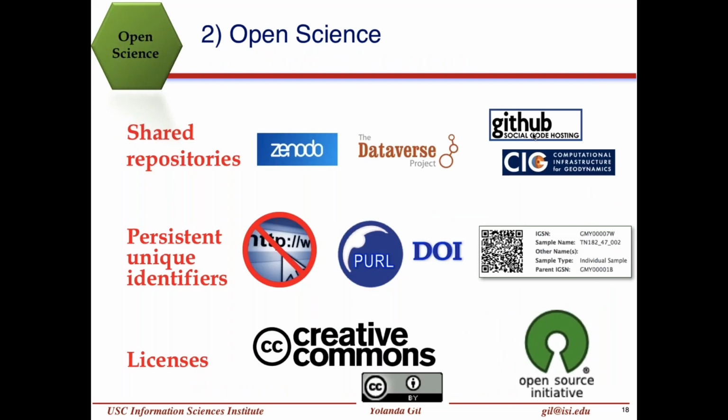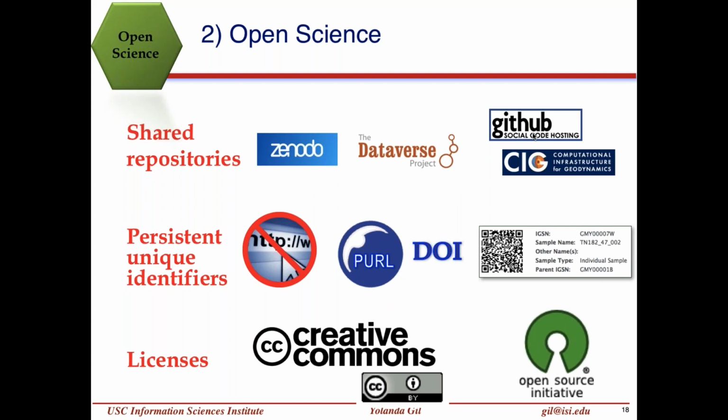The second aspect is open science. So we want the software to be not just published, but published in a shared repository. A lot of geoscientists publish software in their own websites or in their project sites, and that's not a shared repository that is archival and remains with the paper. So we recommend using these kinds of shared repositories.